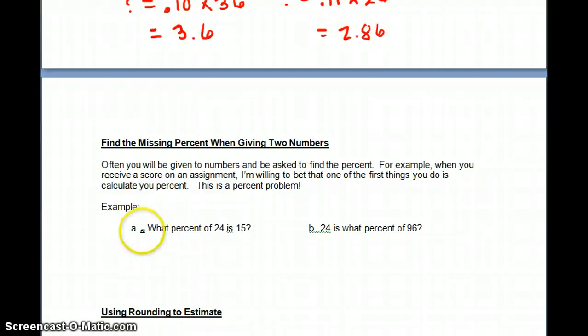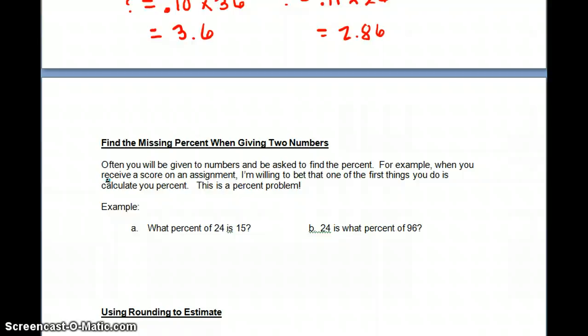Now we want to talk about finding the missing percent when given two numbers. Now, often you will be given the two numbers and you'll be asked to find the percent. For example, when you receive a score on an assignment, I'm willing to bet that one of the first things that you do is calculate the percent so you know what your grade is. That is exactly what this type of problem is asking you to do.